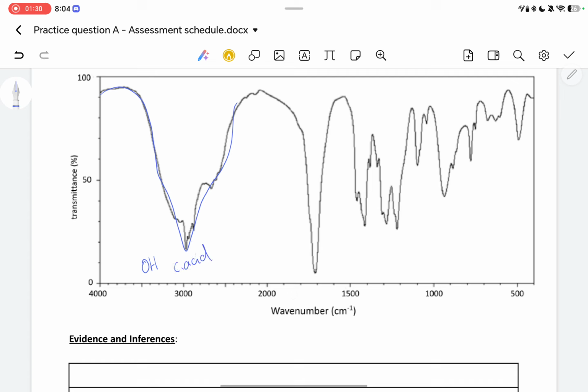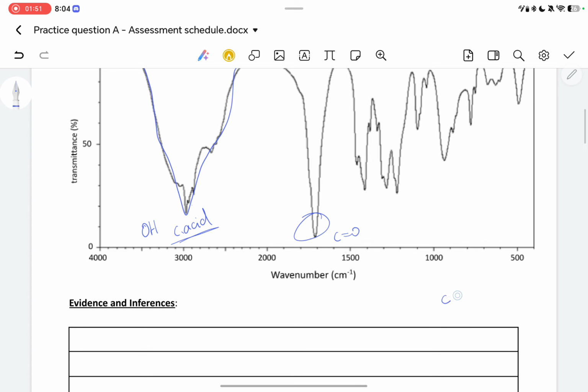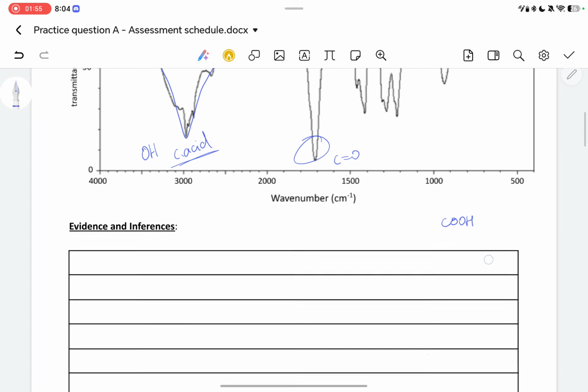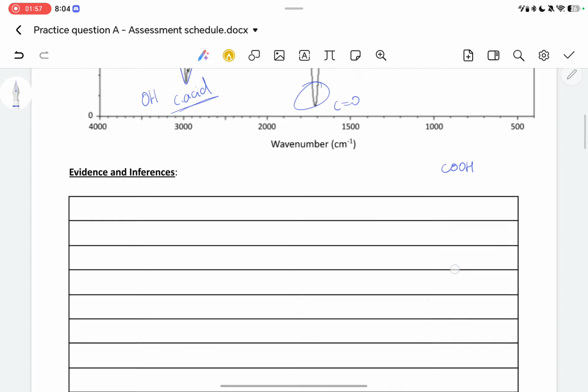Now, something else that we could use to back us up is this peak right here. It's at around 1700, which indicates a C=O. And obviously, C=O indicates carboxylic acids as well. So, yeah, we can already say that there should be, or there might be, a COOH.